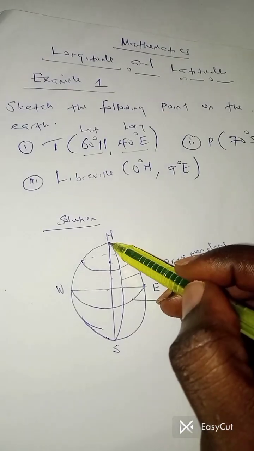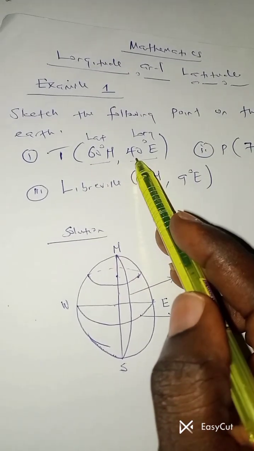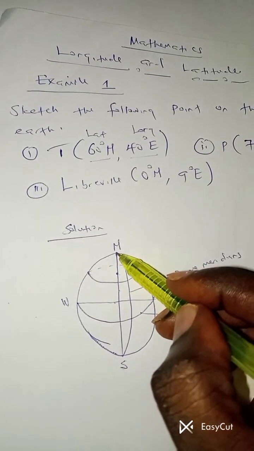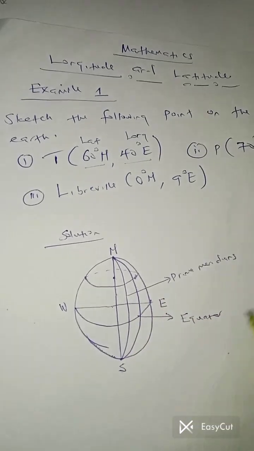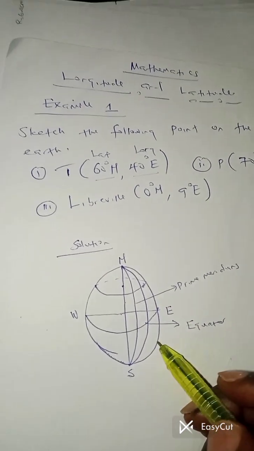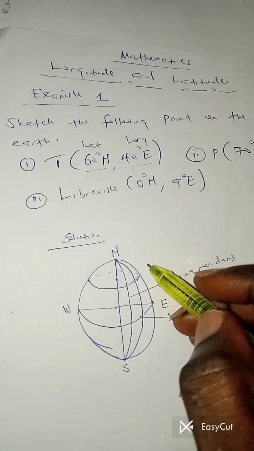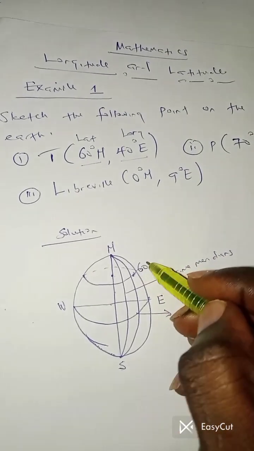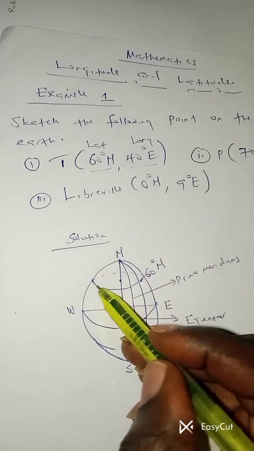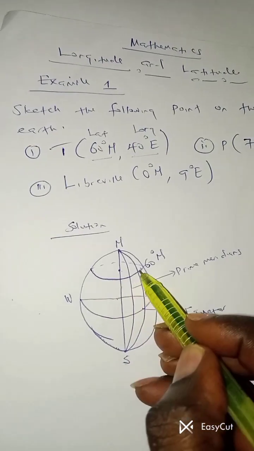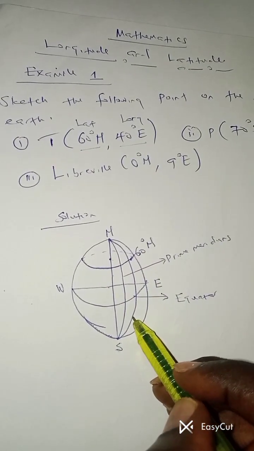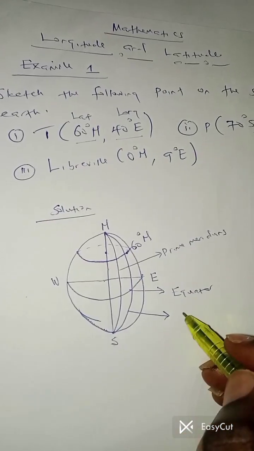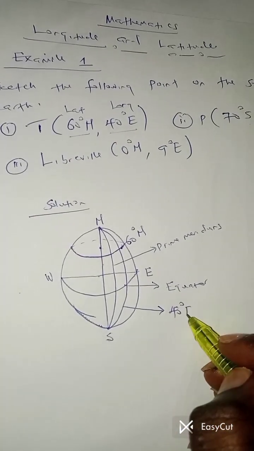So then the next thing, I'm going to draw my 40 degree east. I'll draw my 40 degree east like this. This is my 40° east. Don't forget that this is 60° north. You can just label it here because this line simply means 60° north. While this line that we have here, the second line, simply means 40° east.